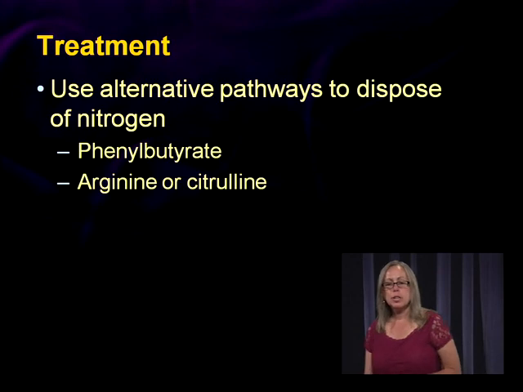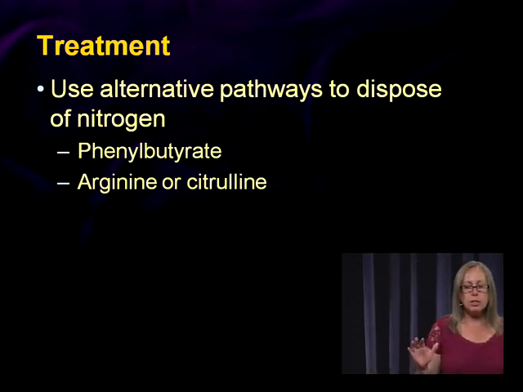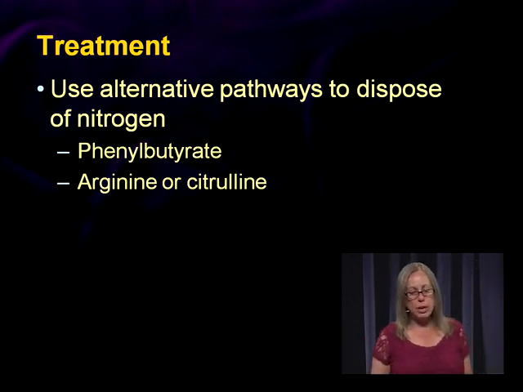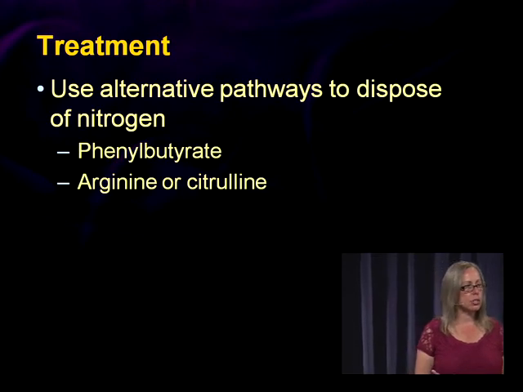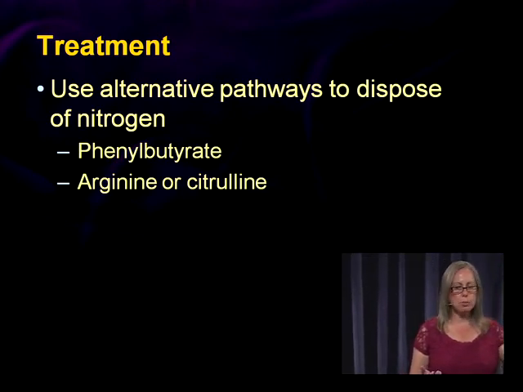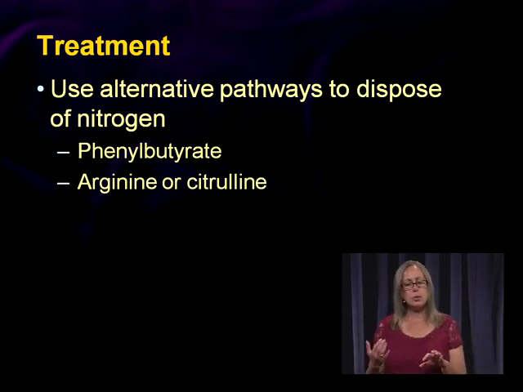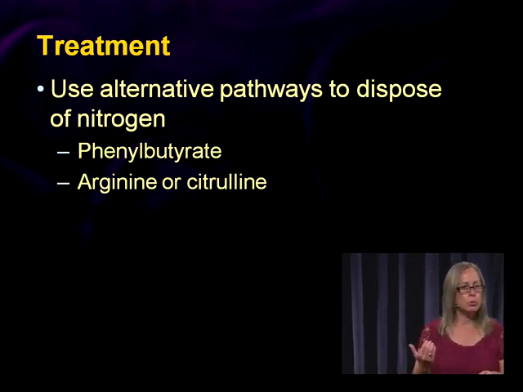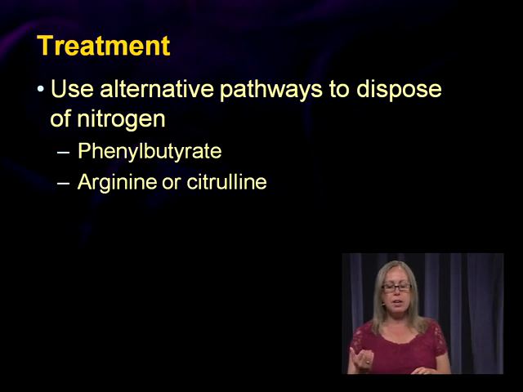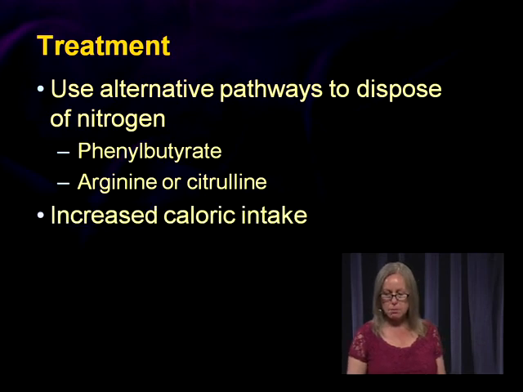So we treat it by using alternative pathways to get rid of the ammonia. We'll use phenylbutyrate because that acts as a nitrogen sink to take away the glutamine out of that system. And then we can also use arginine or citrulline as supplements to help drive the cycle around. Unless you've got argininemia, then you wouldn't be giving arginine. But everything else you can give arginine and citrulline.